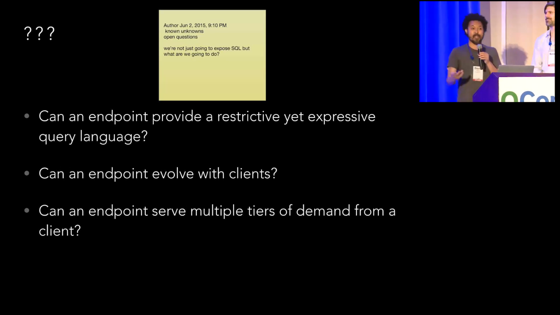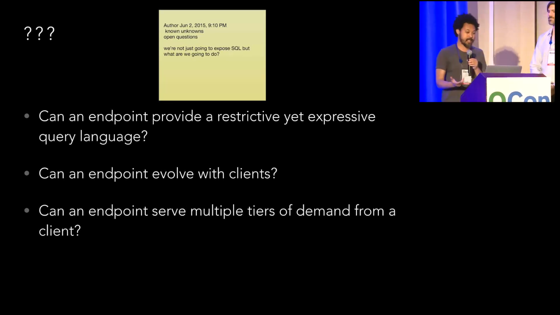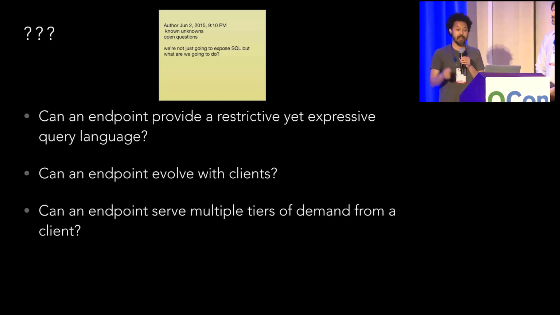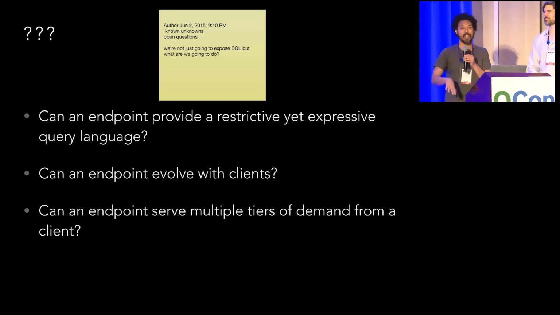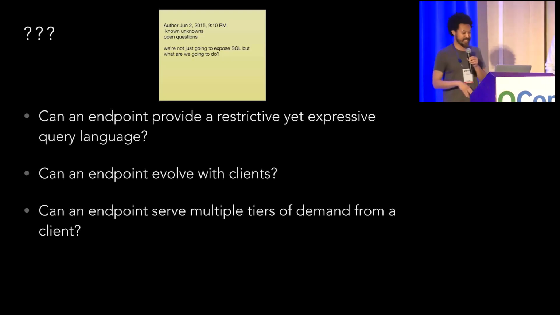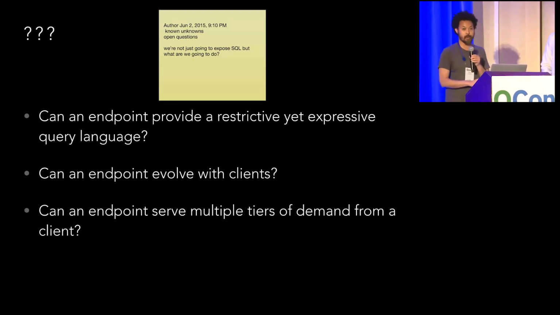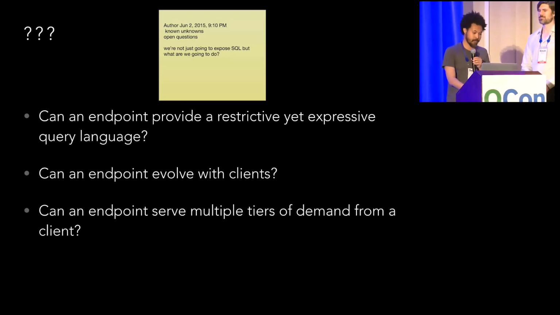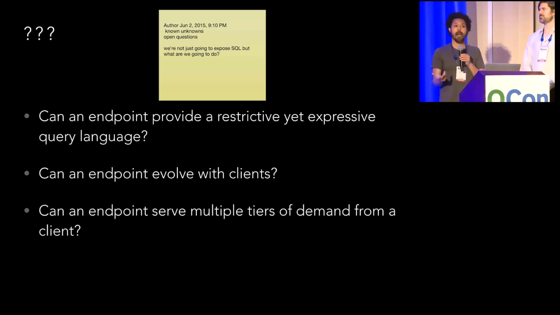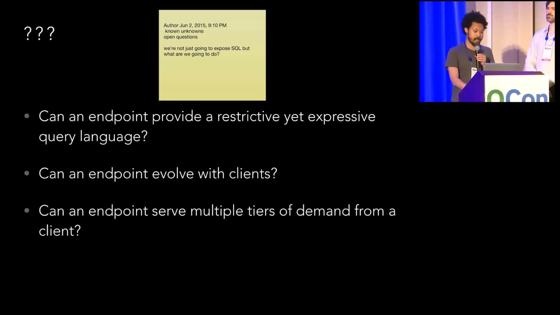Okay, we're up here saying there are these problems, but what are you going to do about it? Is it possible for an endpoint to provide a restrictive yet expressive query language? We're not going to come up here and say you should expose a SQL endpoint to the open internet. That's not what we're suggesting. But we need to come up with something that has some of that power. Can we design endpoints that evolve with clients? How can we actually do this? Not clear yet, but we'll see.